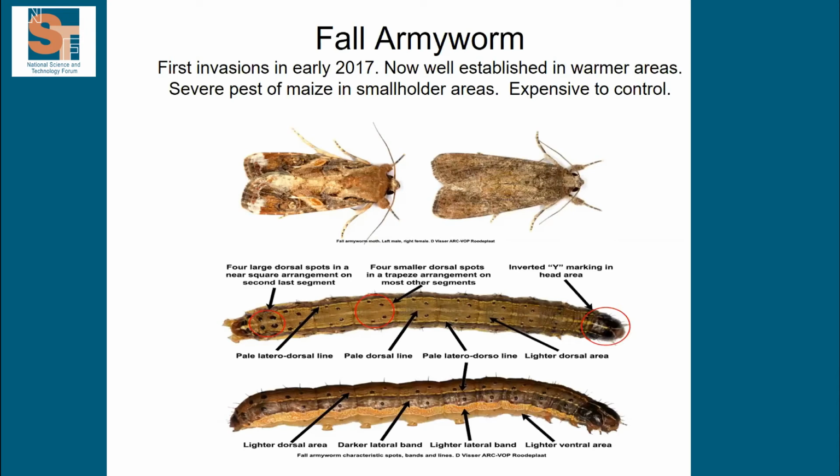The fall armyworm has been in the news a lot lately. First outbreaks were in West Africa in 2016. This originated from the Americas, from Central America, and got into West Africa somehow, we're not sure. It soon established and spread throughout Africa.